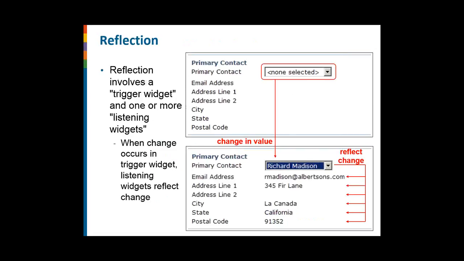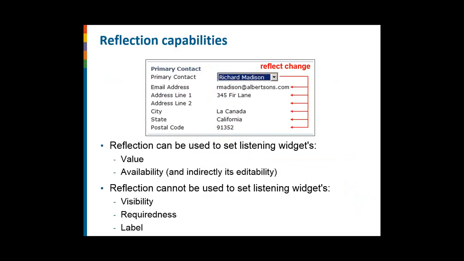So reflection involves a triggering widget and one or more listening widgets. So here, the complete page refresh will not be done. There will be one triggering widget, and based on that, the listening widgets will invoke or execute their logic. So how it can be done, we will see here. If you see primary contact, if I choose the primary contact from the dropdown, it should display the complete address information, email address, as well as the address associated with that particular contact.